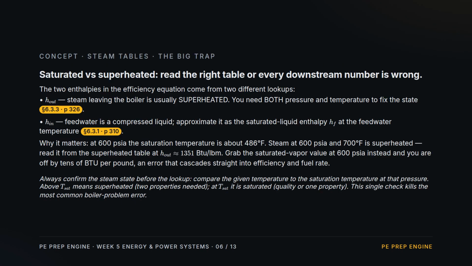Now the single biggest trap: saturated versus superheated. The steam leaving a boiler is usually superheated, so you need both pressure and temperature to fix its state and read H out. Feed water is a liquid. Approximate its enthalpy as the saturated liquid value at the feed water temperature. Why it matters: at 600 psia, the saturation temperature is about 486. Steam at 700 is superheated, about 1351. Grab the saturated value by mistake, and you're off by tens, and that error cascades into efficiency and fuel rate. Always compare the given temperature to the saturation temperature before you look anything up.